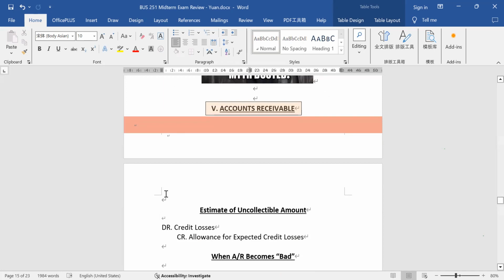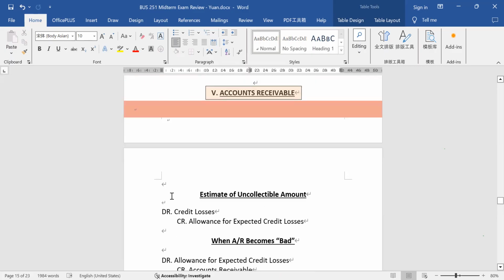Let's move to the next part, accounts receivable. Before we talk about accounts receivable, we have to say, if we want to be an accountant and do an accounting job, we have to be very prudent. We have to be careful, and we should try to make an accurate projection about the uncollectible part of the account receivable. It's not like all the account receivable we can collect back, right?